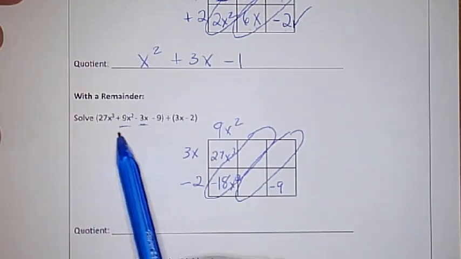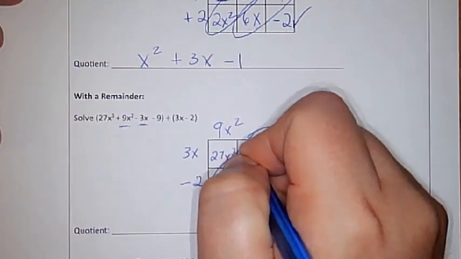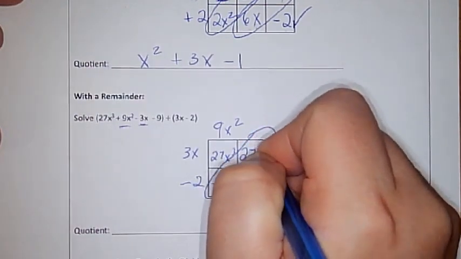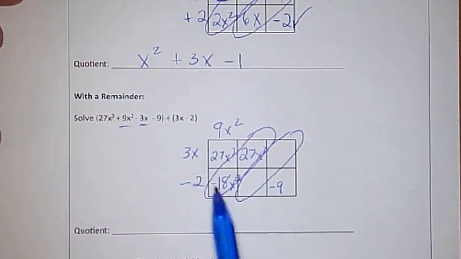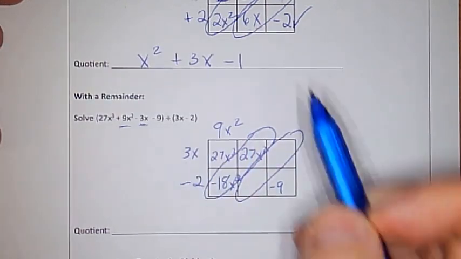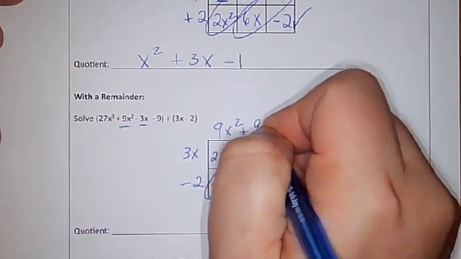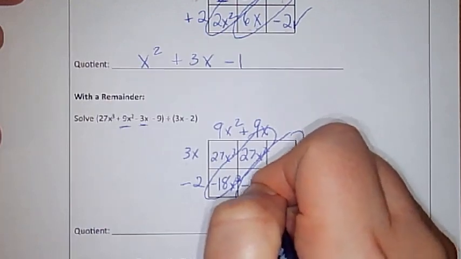So if this is going to equal a positive 9x squared, and I have a negative 18x squared, then this will become a positive 27x squared, because 27x squared and negative 18x squared gives me positive 9x squared. So I ask, what times 3x will give me 27x squared? I know that that is a positive 9x, because 9x times 3x is 27x squared. 9x times negative 2 is negative 18x.